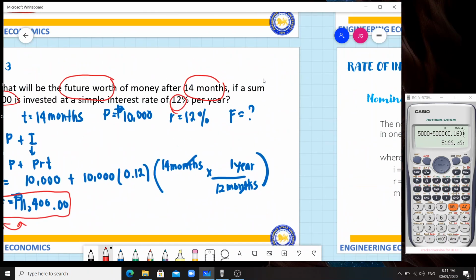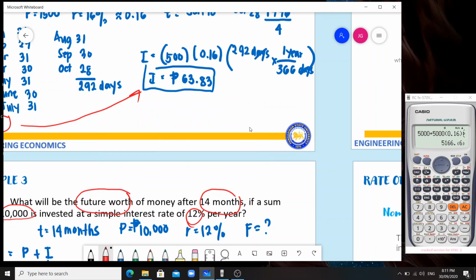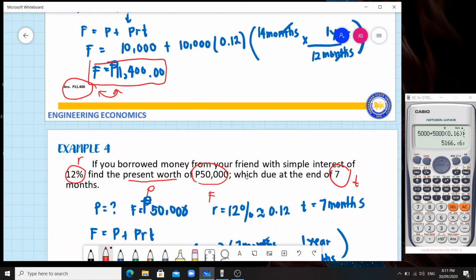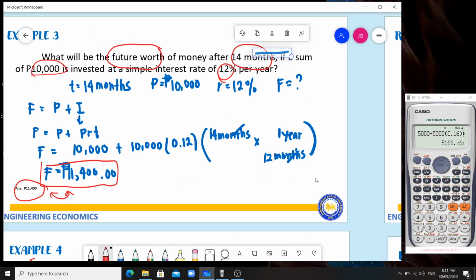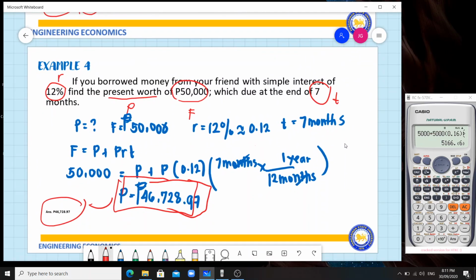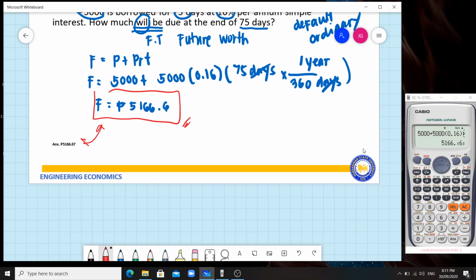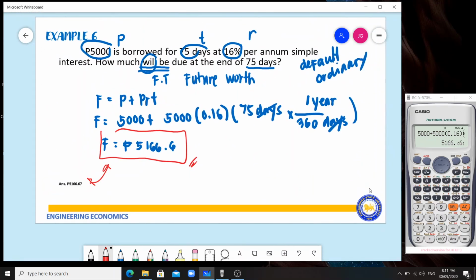Diyan nagtatapos po ang simple interest natin. Okay, so na-solve natin ang 6 problems. And I will be giving you the self-assessment questions later. Itatag ko na lang siya or ipopost ko na lang siya doon sa MS Teams natin. Okay? And syempre yung SQ 2.1 and activity.